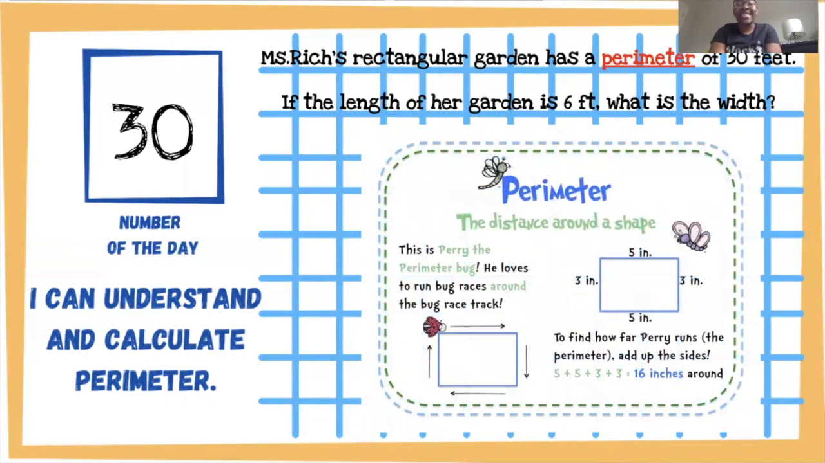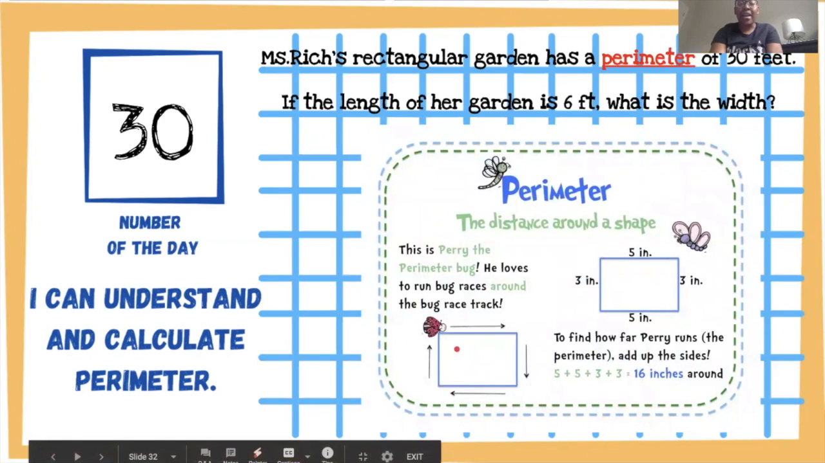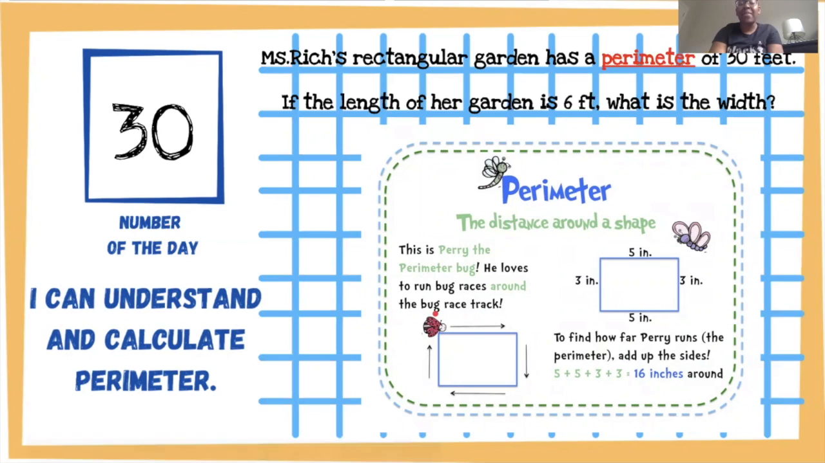Perimeter is the distance around a shape. And so my friend here, Perry the perimeter bug, said that he loves to run bug races around the bug racetrack. Look at how Perry runs. He goes all the way around the outside of the shape. When we find perimeter, we do the exact same thing. We go all the way around the outside of the shape, and we do that by adding up the sides.